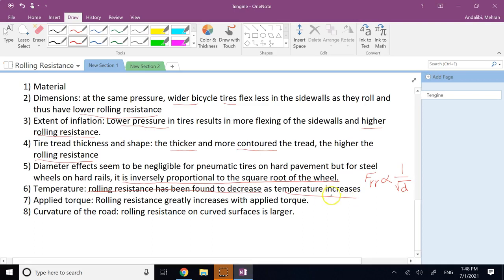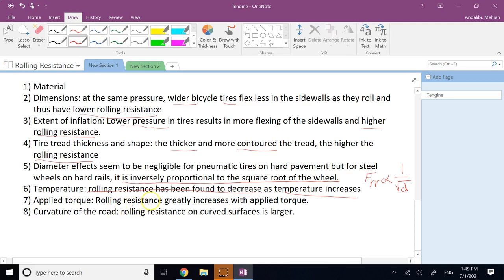Now, this is on the aspect of the tire. This is not completely true. It depends. If the road is concrete, probably yes. When the temperature goes up, the pressure in the tire goes up, and you get lower rolling resistance. But if the road is made of asphalt or something that's softened due to the increase in temperature, you are going to get more rolling resistance. So this is not like a general rule. It depends on what kind of road you are talking about.